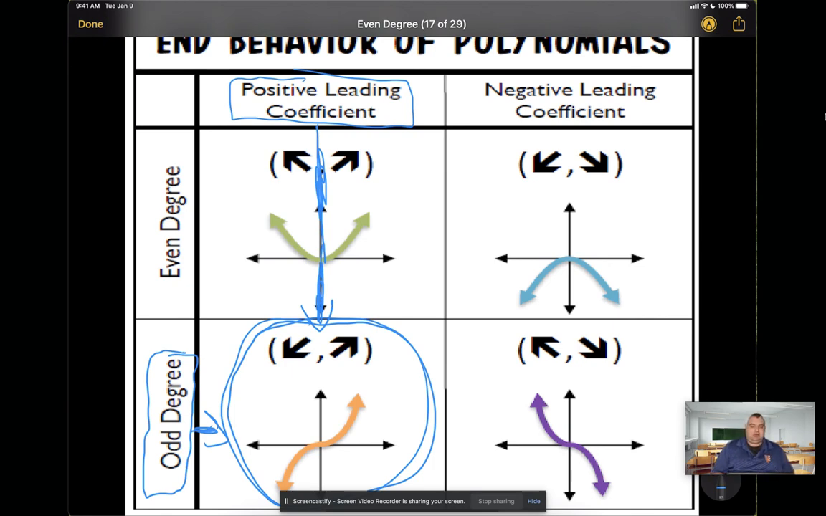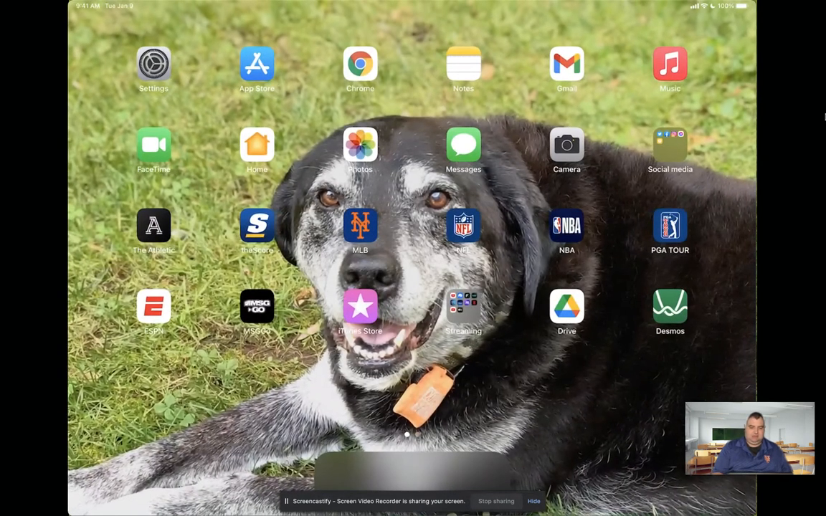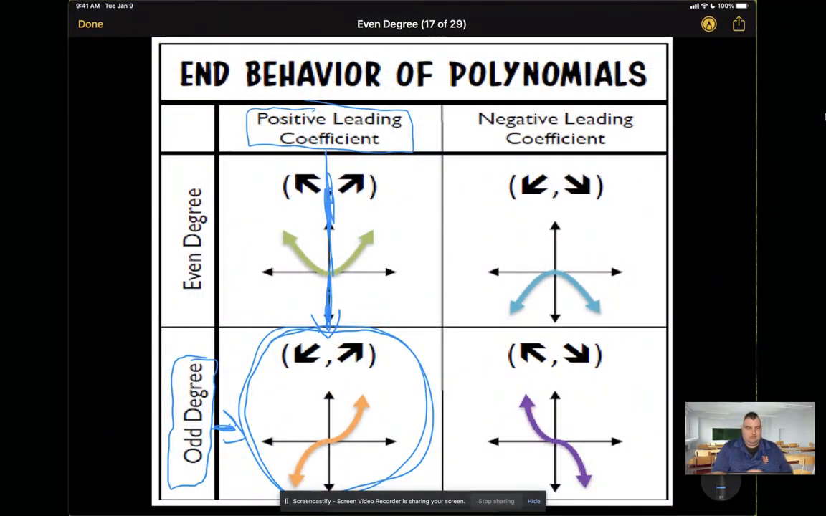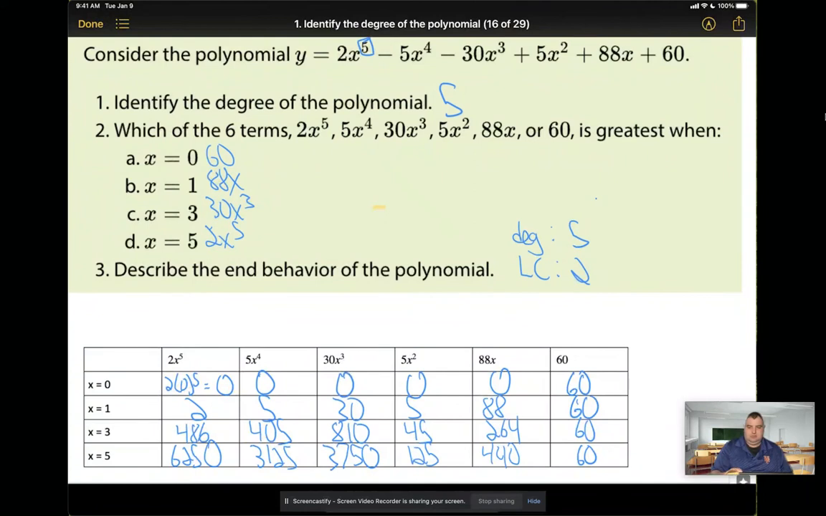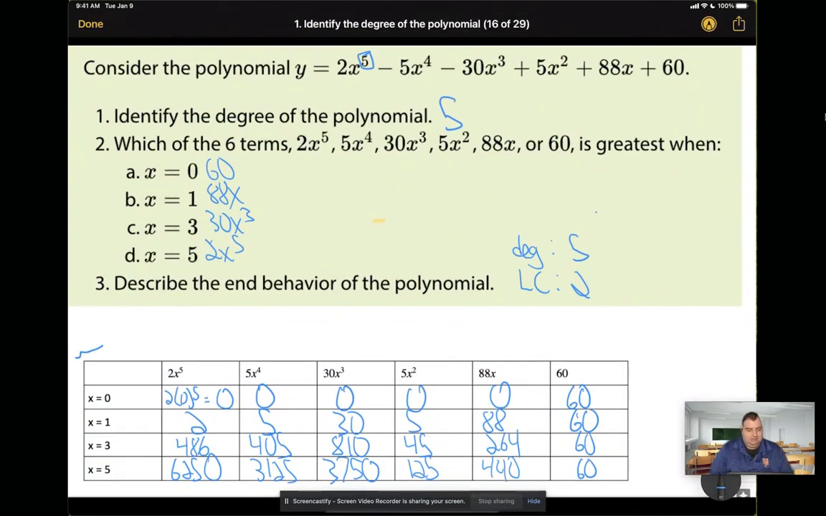So how would we describe it? We would describe the end behavior as down to the left and up to the right. That's what these arrows mean. Down to the left and up to the right. So let's write that in. So that would be, again, down to the left and up to the right. Okay? And that is how we use that chart to figure out the end behavior of a polynomial. And that is it for this lesson.